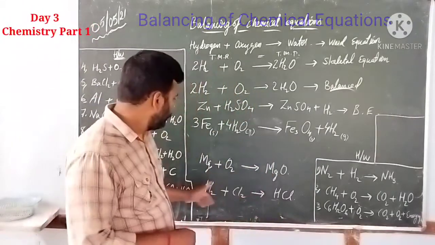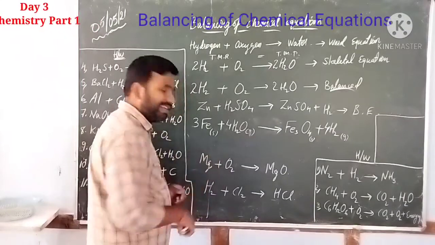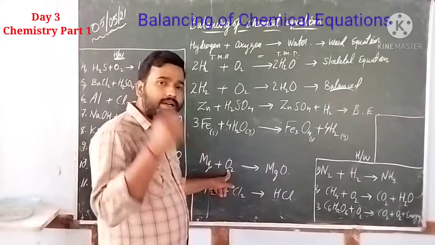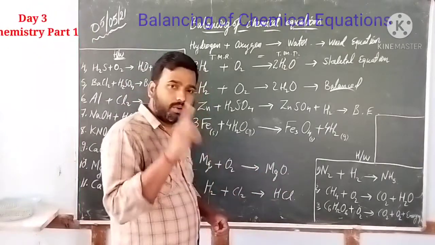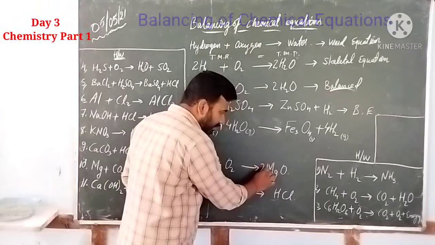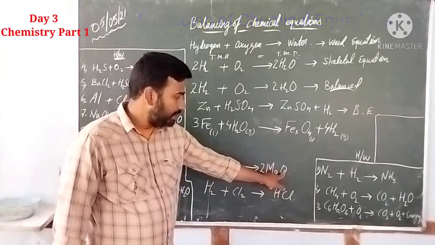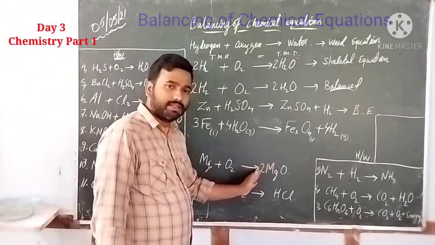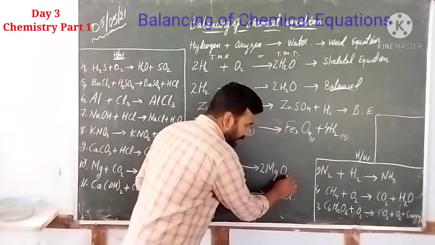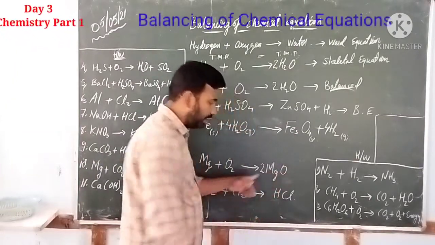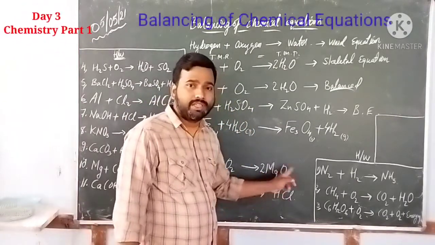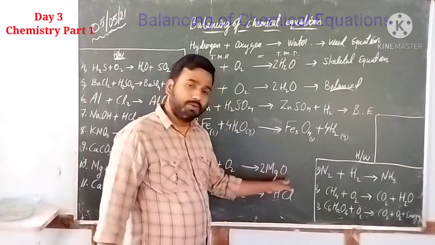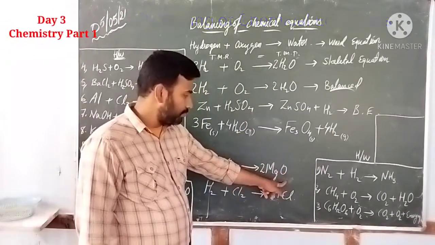One more equation we will solve. Burning of magnesium: Mg plus O2 gives MgO. Here you can see on the left hand side 2 atoms of oxygen and on the right hand side only 1 atom. In order to make the number of oxygen atoms 2 over here, we need to add 2 here. We can only change these coefficients on the left hand side. We cannot write 2 here, that will go wrong. The molecular formula of magnesium oxide is MgO only. So take care, we must not change the subscript.